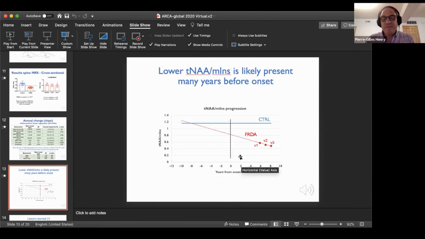And if we extend the longitudinal progression that we see at V1, V2, V3 back to baseline, we see that we expect a large difference between Friedreich's and control, even at disease onset, and probably a lot before onset. That could reflect a neurodegeneration that occurs many, many years before onset, but that could also reflect the fact that the spinal cord may not develop completely as normal in Friedreich's ataxia patients.